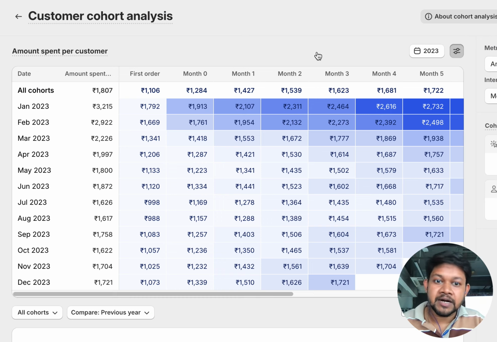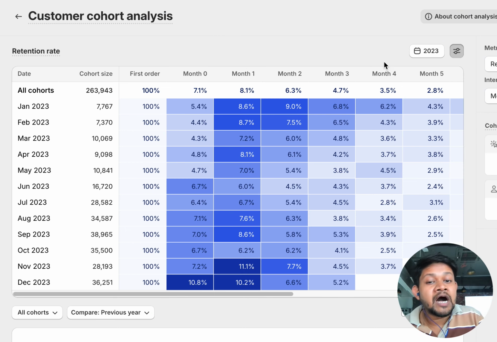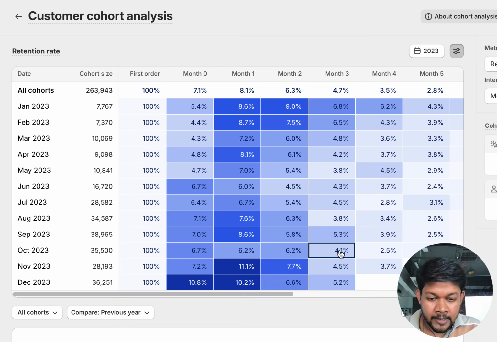Now the next part is understanding the customer retention rate and how to use this data. I'm not going to tell you, see, for the October cohort the repeat data is a little bit less, we need to improve our customer retention effort. No, that is not going to help you. This is not a SaaS platform, it is an e-commerce platform, and looking at this minute data will not help you.